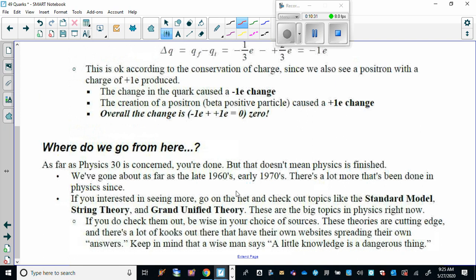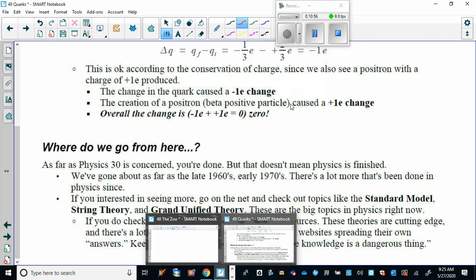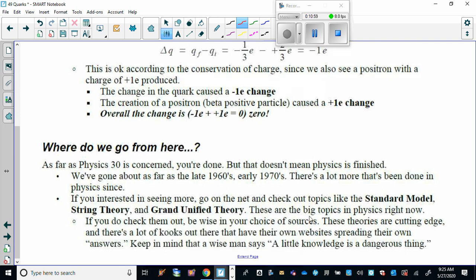Where do we go from here? And then it just says, as far as physics 30 is concerned, you're done. But that doesn't mean physics is finished. You've gone about as far as the 1960s and 70s. So we're still 50 years behind here. There's a lot more to be done, and then it talks about string theory and the grand unified theory, and you'll talk about the standard model if you do university physics. The most important thing to know about physics is the more we learn, the more we realize we don't know. We haven't even scratched the surface of what you will know in a couple hundred years.